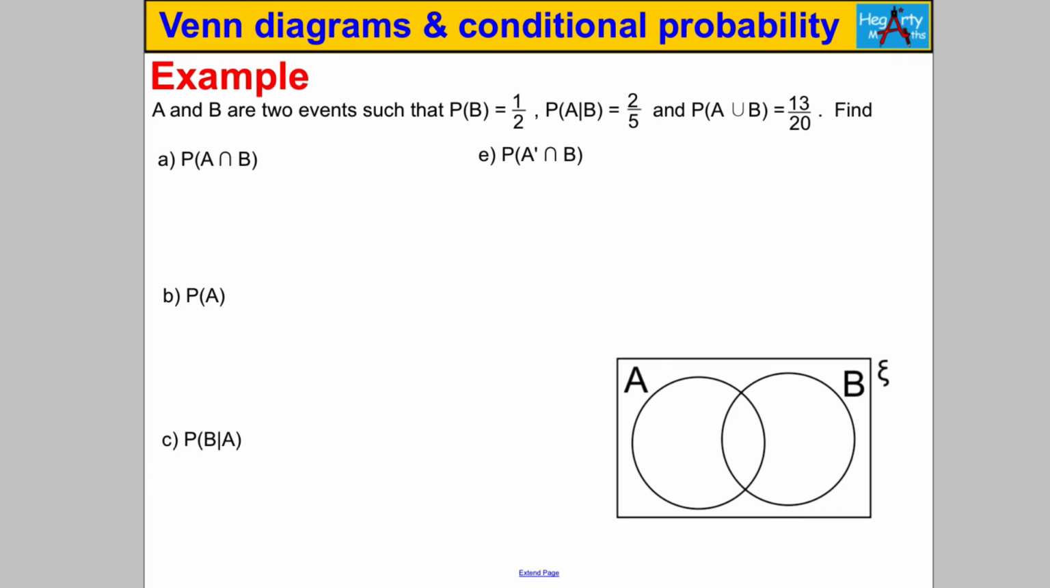Right, let's see what we can put into the Venn diagram. Can we put the probability of B? Well, we can't put a whole thing in there. We can't put this one, and we can't put this one. Maybe we're best thinking of our formulae.